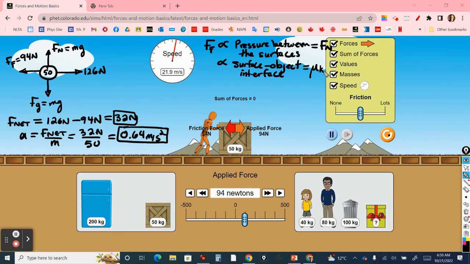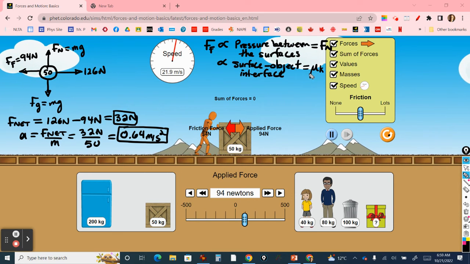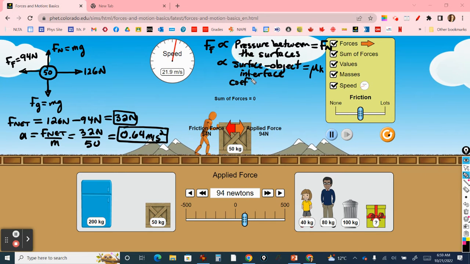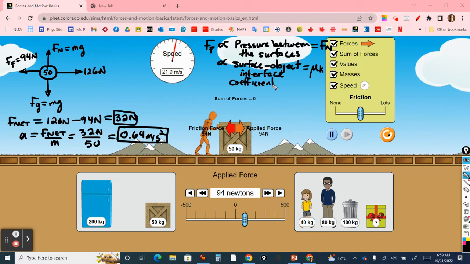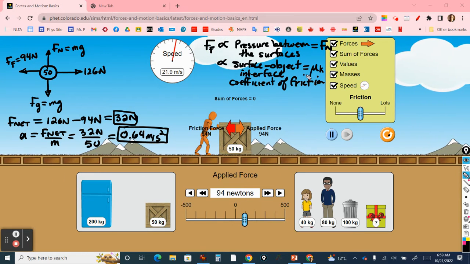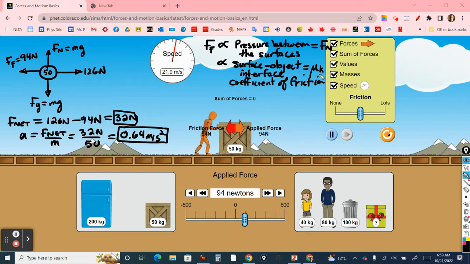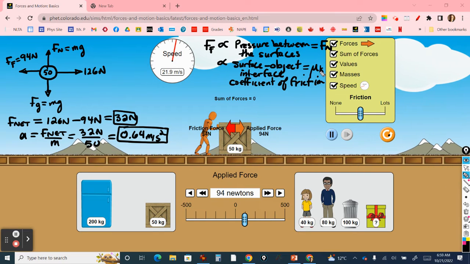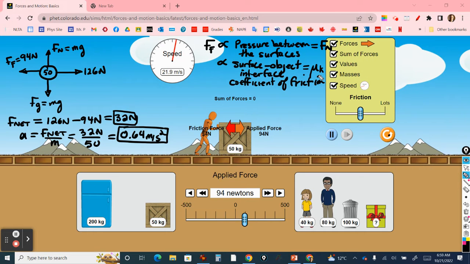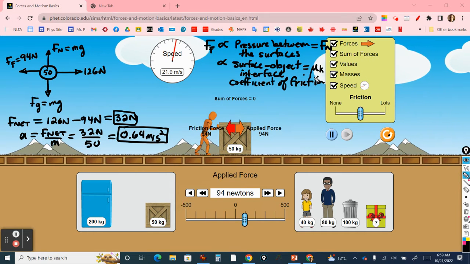And here this is going to be mu k. Mu k is called the coefficient of friction. That's the coefficient of friction. And in this case, the k stands for kinetic, so it's the coefficient of kinetic friction. Before the box moves, we would be dealing with the coefficient of static friction, which is higher.